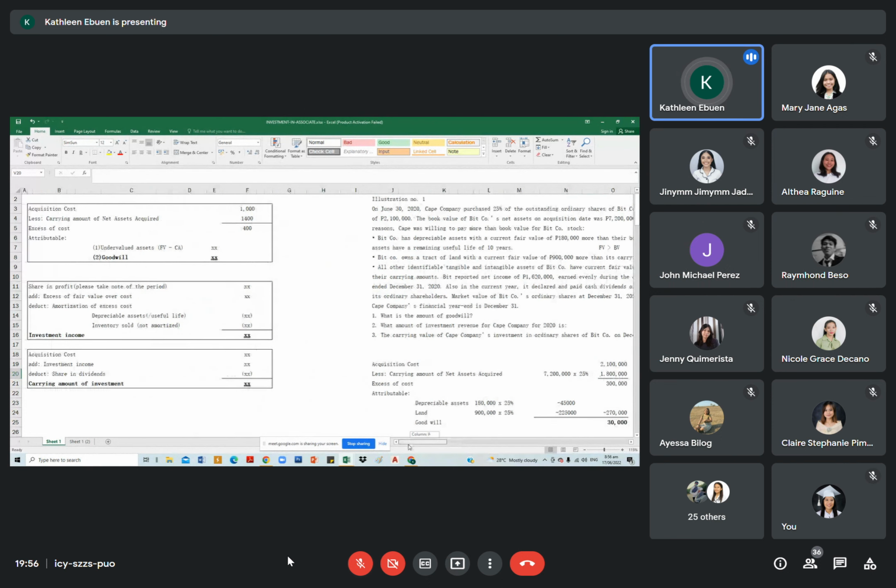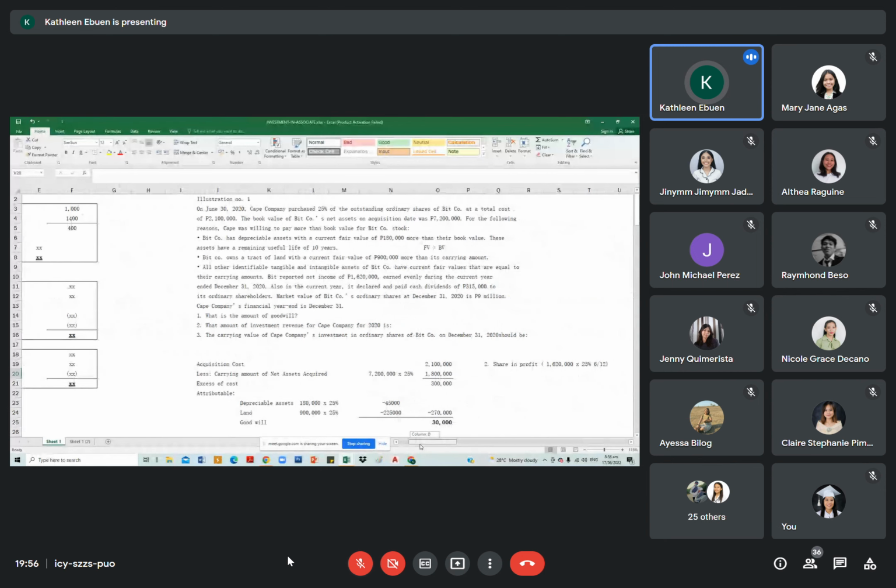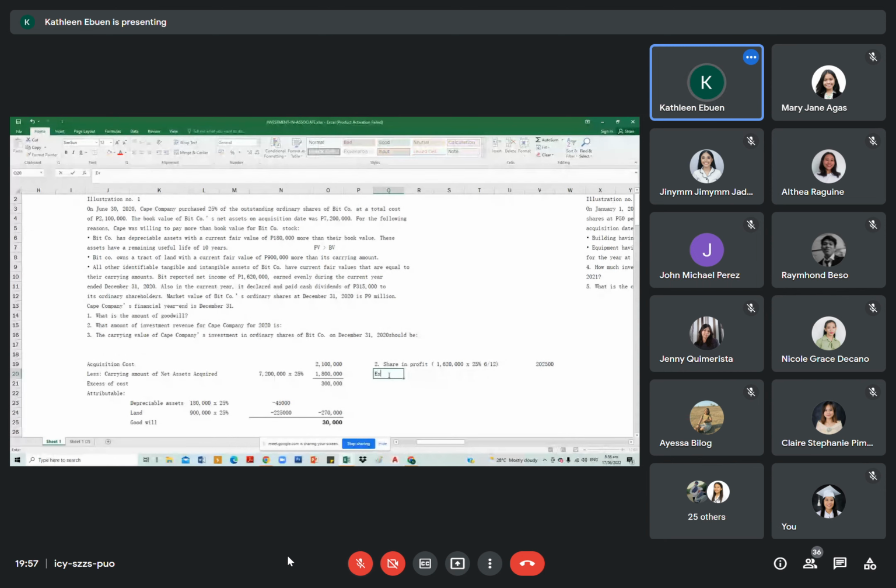Tapos, class, i-add daw natin excess of fair value over cost. Okay. Excess of fair value. Meron ba? Excess of fair value over cost. So, wala naman class. No? So, dito nyo kasi makikita yung excess of cost over fair value. Excess of fair value over cost. So, 0. And then, ililess natin yung amortization of excess cost. Okay.